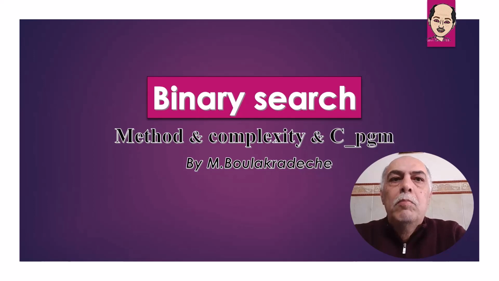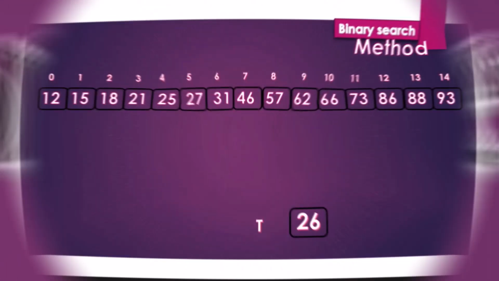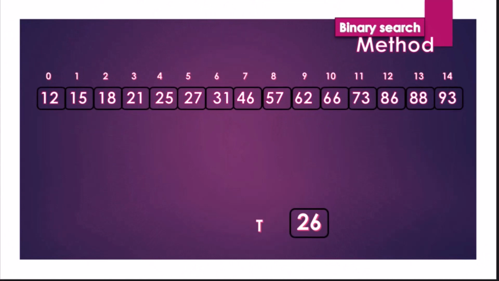Hi everybody. Binary search is an efficient search algorithm that can quickly find an item in a sorted list of items. In this video, we will discuss the basics of binary search, including how it works, time complexity, and how to implement it in C code. By the end of this video, you should have a solid understanding of binary search and how to use it in your own projects. Let's take a look at binary search and see how it works.